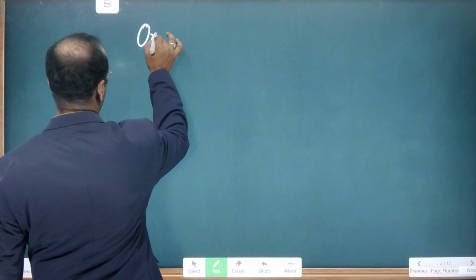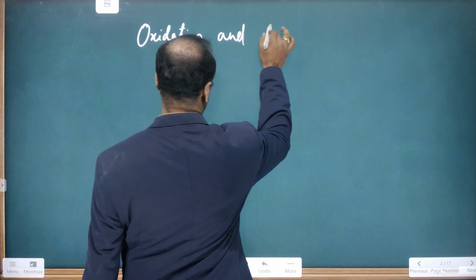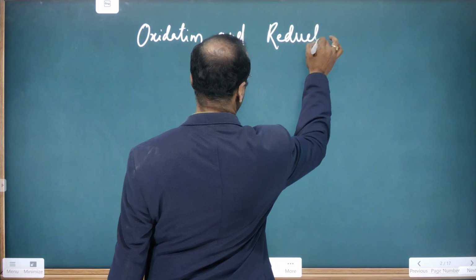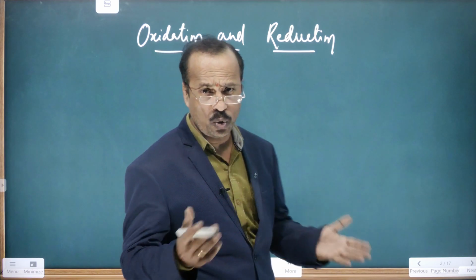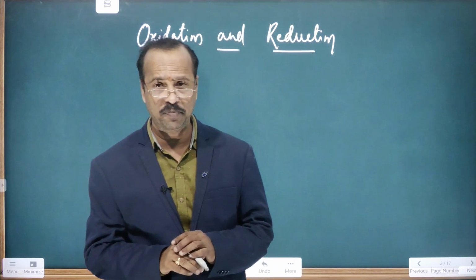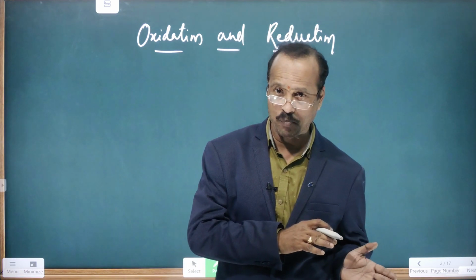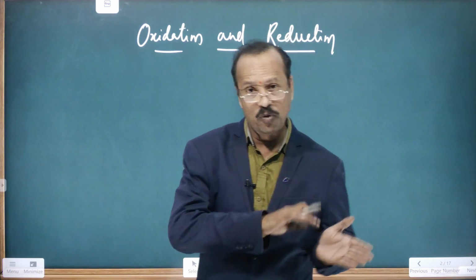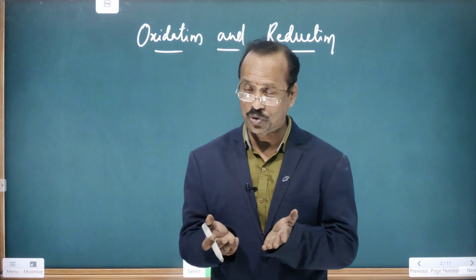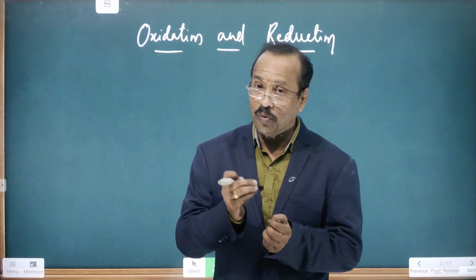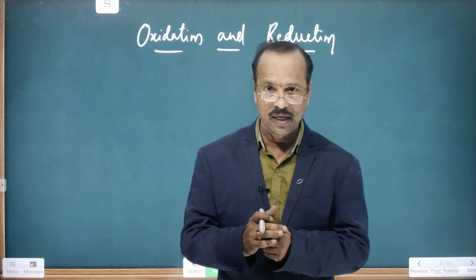What is the concept today? Oxidation and reduction. So what is meant by oxidation? We already discussed oxidation and reduction in the previous classes, I think. What is oxidation? Addition of oxygen to a given compound. Very good. One more: removal of hydrogen from a given compound. Very good. Is there any other definition other than these two? Yes. Removal of electrons from an atom or a compound is called oxidation.